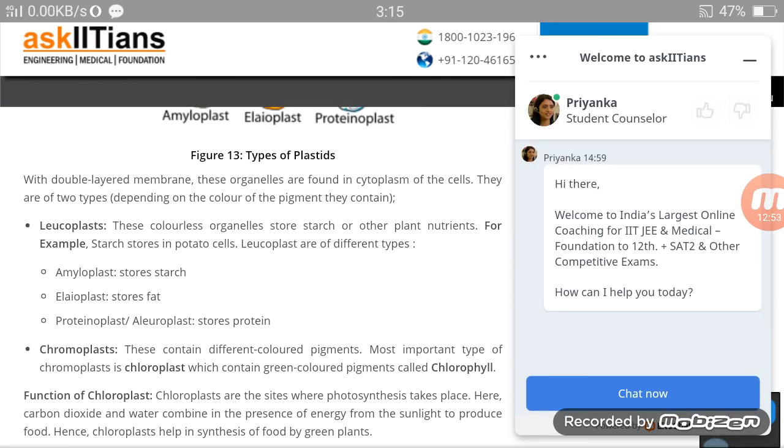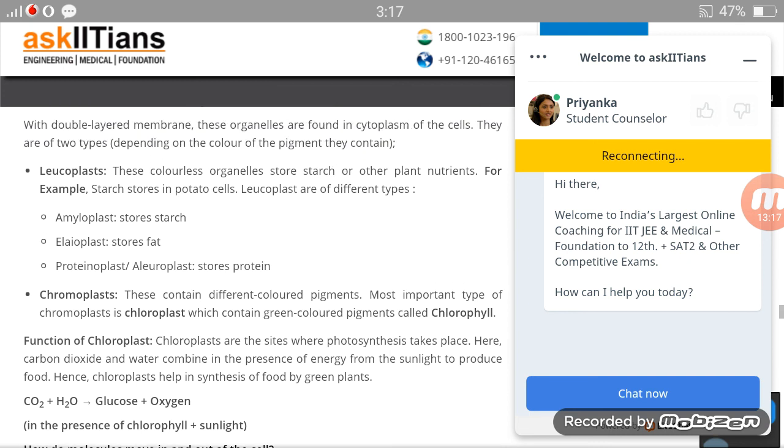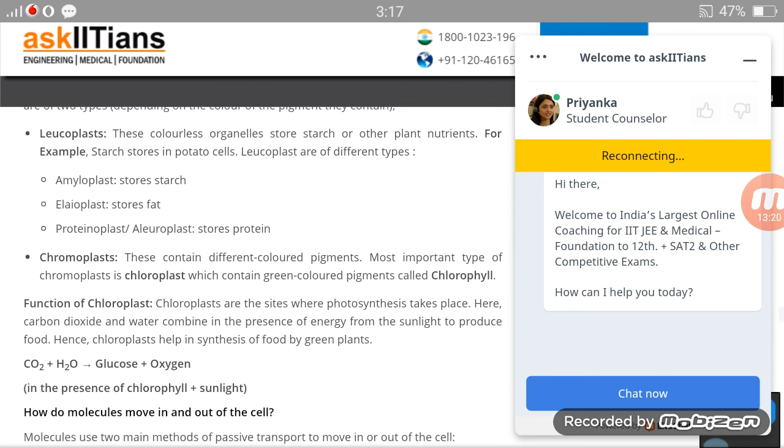With a double layered membrane, these organelles are found in the cytoplasm of the cells. So plastids are cell organelles which possess double layered membranes and are found in the cytoplasm of the cells. They are of two types depending upon the color of the pigment they contain. It is given in very clear language. Leucoplast: what is leucoplast? These colorless organelles store starch or other plant nutrients. For example, starch is stored in potato cells.